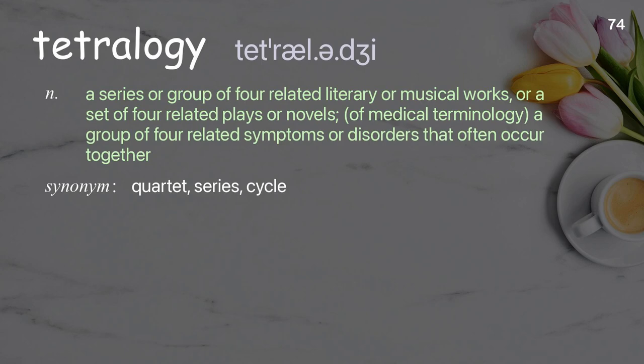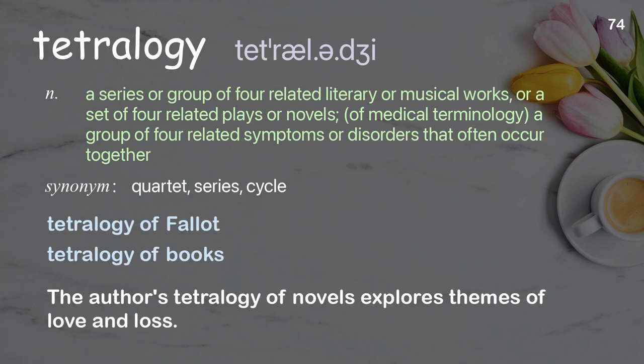Tetralogy: a series or group of four related literary or musical works, or a set of four related plays or novels, or in medical terminology, a group of four related symptoms or disorders that often occur together. Examples: Tetralogy of Fallot. Tetralogy of books. The author's tetralogy of novels explores themes of love and loss.